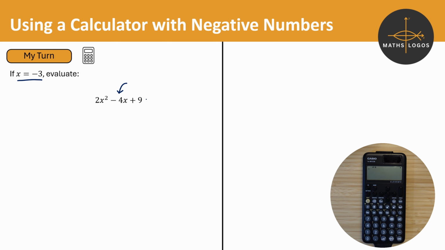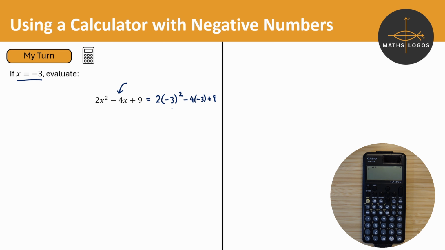So what we can say is that this is equal to 2 lots of x squared. Well, x is negative 3, so I need to do 2 lots of negative 3 squared. Remember to place the negative number inside the bracket. Then I'm subtracting 4 lots of negative 3. If we weren't using our calculator, we'd have to be very careful here because obviously we're doing a negative multiplied by a negative. So that's my subtract 4x term, and then I need to add 9.